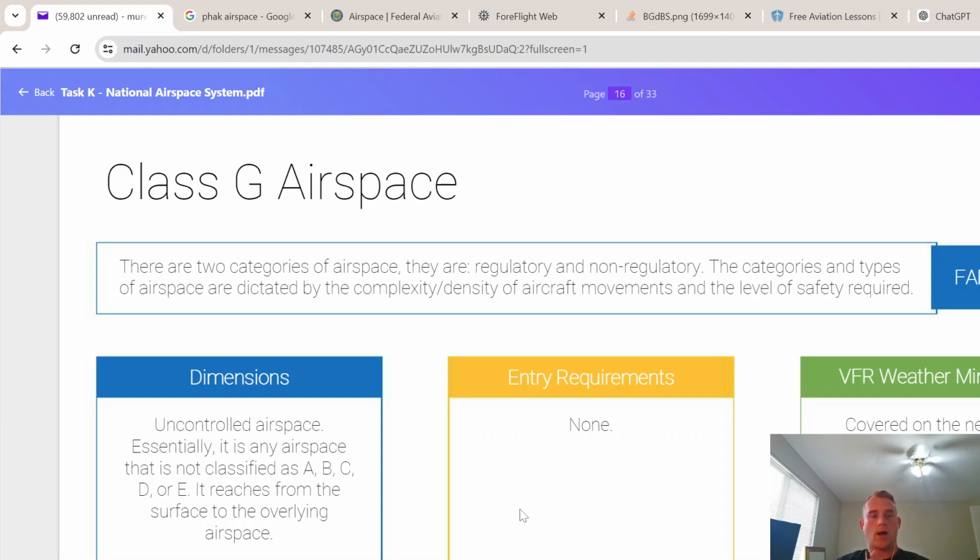Dimensions, uncontrolled airspace. This is uncontrolled airspace, okay, which means it's not monitored by air traffic control, okay? It is essentially any airspace that is not classified as A, B, C, D, or E. It reaches from the surface to the overlying airspace, which I just gave you an example of. Entry requirements, there are none. VFR weather minimums, covered in the next slide.